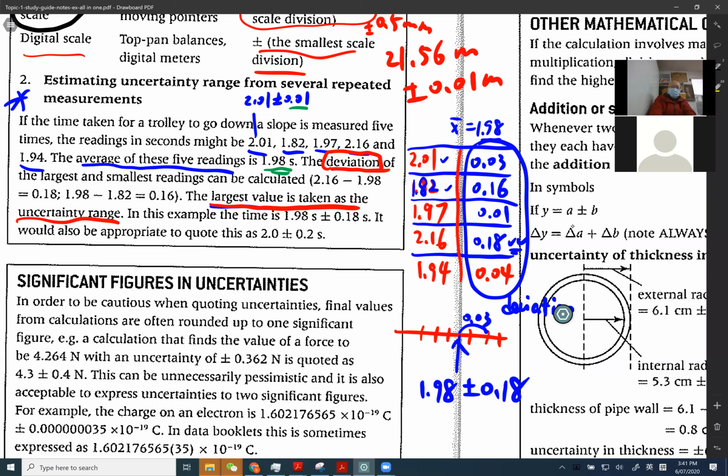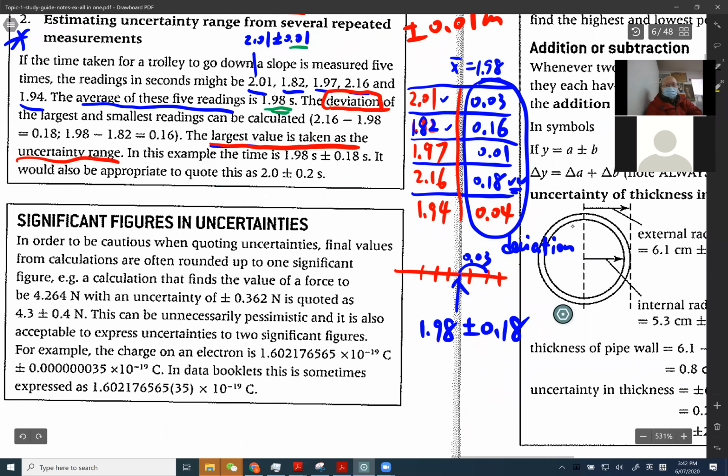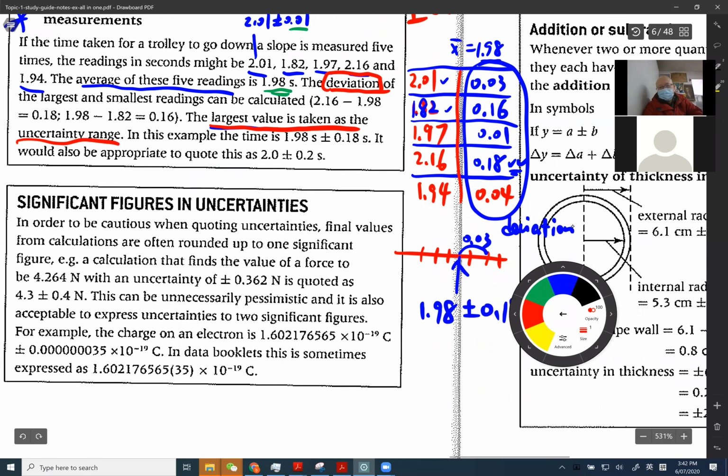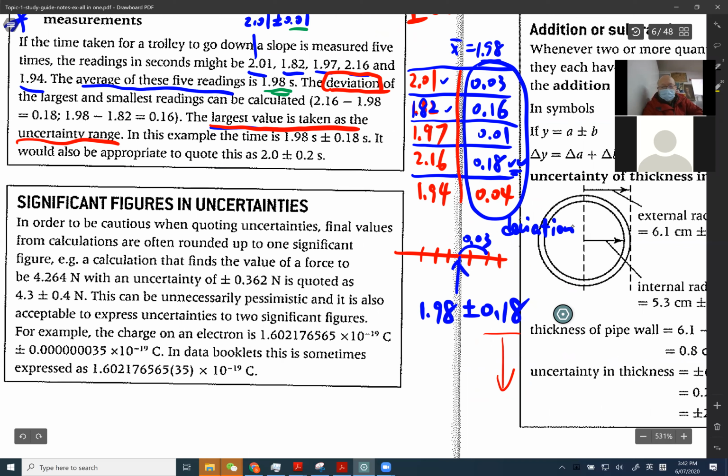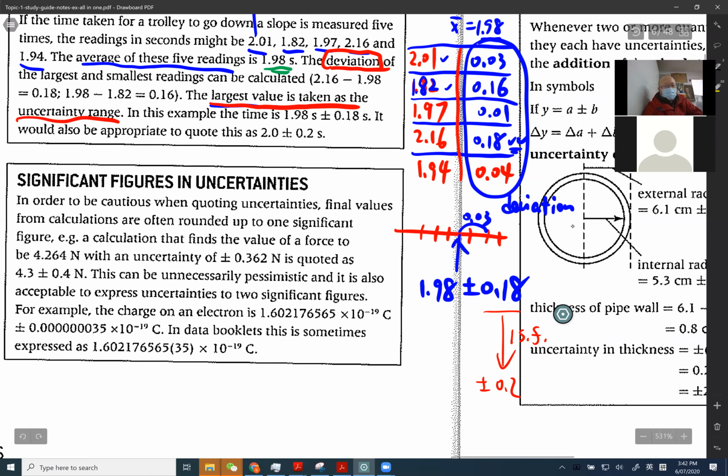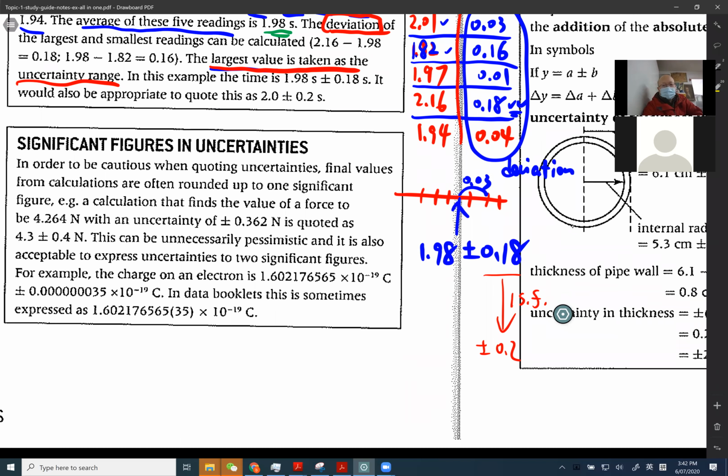Again, in physics, Cambridge, IB, any system, for uncertainty we have requirements. For the final answer, you need 1 SF. That's the first requirement. The second requirement, this one, same number of DP.